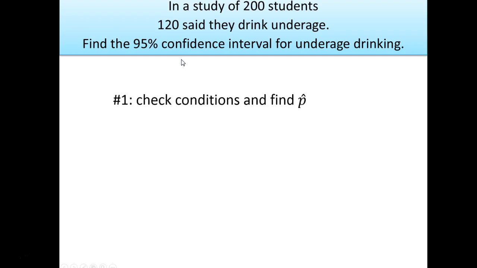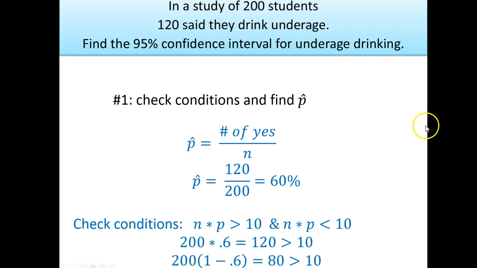All right, so let's look at it. First step, check conditions and find P hat. So I'm going to look at P hat. P hat is in this case like the number of yeses over N. 120 said they drink, so that's 120 yeses. My N is 200. All right, and that gives me 60%.